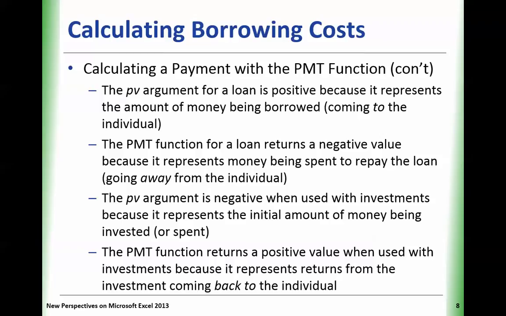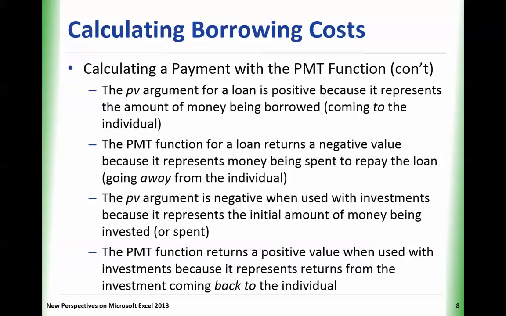The PV argument for a loan is positive because it represents the amount of money being borrowed coming to the individual. The PMT function for a loan returns a negative value because it represents money being spent to repay the loan. So it's positive when someone gives me a big lump sum of money. It's negative when I have to give them money back for that big lump sum.